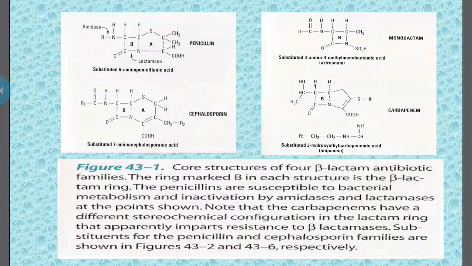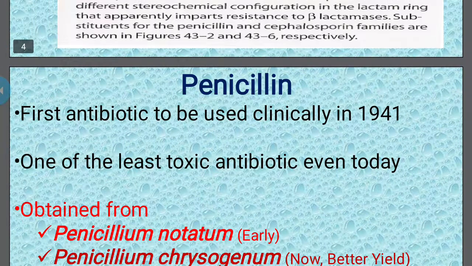The ring marked B in its structure is the beta-lactam ring. Penicillins are susceptible to bacterial metabolism and inactivation by amidase and lactamase at the points shown. So there are 2 enzymes, one is amidase, one is beta-lactamase, and carbapenems have a different stereochemical configuration in the lactam ring, and that apparently imparts resistance to the beta-lactamase. So beta-lactamase cannot destroy the carbapenem, but beta-lactamase can damage mainly the penicillins and cephalosporins.